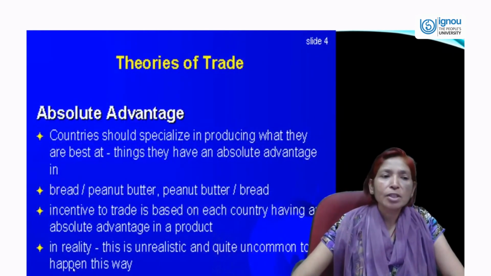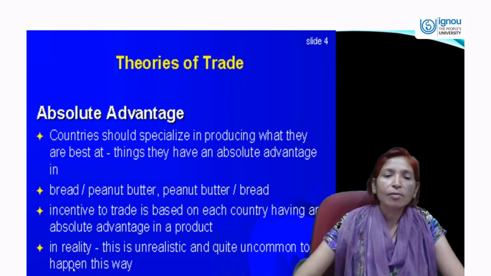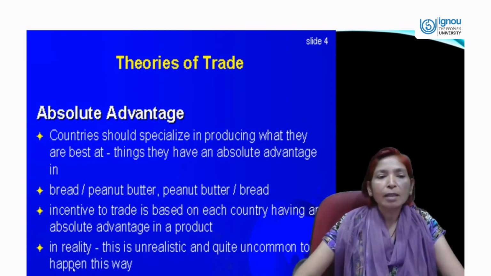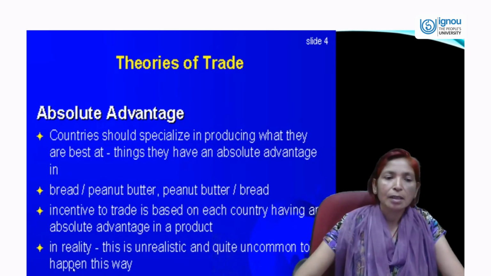theory of trade, in which absolute cost advantage is the most important theory, or it is known as classical theory because it was developed by Adam Smith, who was the father of economics. This absolute advantage theory tells us that countries should specialize in producing what they are best at, things they have an absolute advantage in. For example, bread, peanut butter. The incentive to trade is based on each country having an absolute advantage in a product.